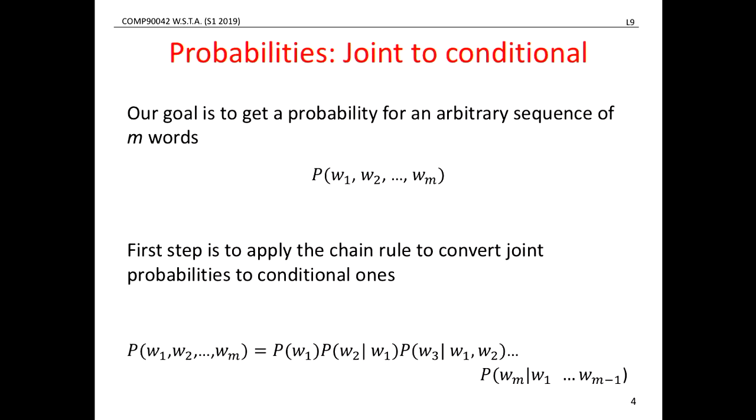Okay, so the idea is that we want to get a probability for a sequence of words. So think about them as sentences here. By and large, language models will be applied to things like sentences most of the time. So if we have an M-word sentence, we'd like to give it a probability. We'd like to give it a number.